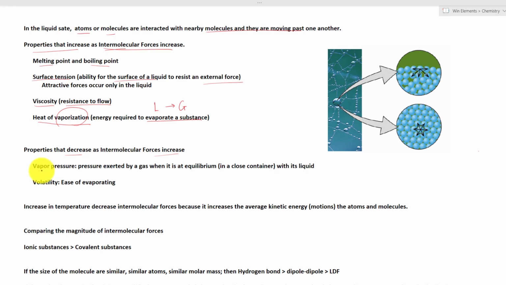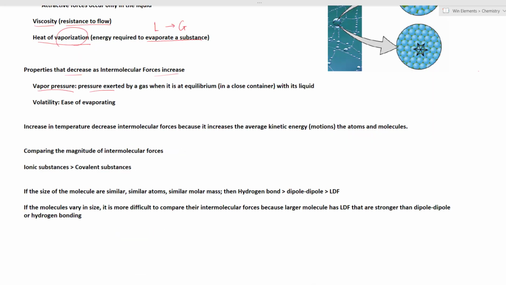One of them is vapor pressure. So vapor pressure decreases, and by definition, vapor pressure is the pressure exerted by a gas when it is at equilibrium with its liquid, okay? So vapor pressure decreases as intermolecular force increases. Volatility. Volatility is basically the ease of vaporization. If you think about it, the stronger the interaction between the molecules, the harder it would be for a molecule to evaporate, because they are holding together very strongly, or in this case, they attract each other very strongly.